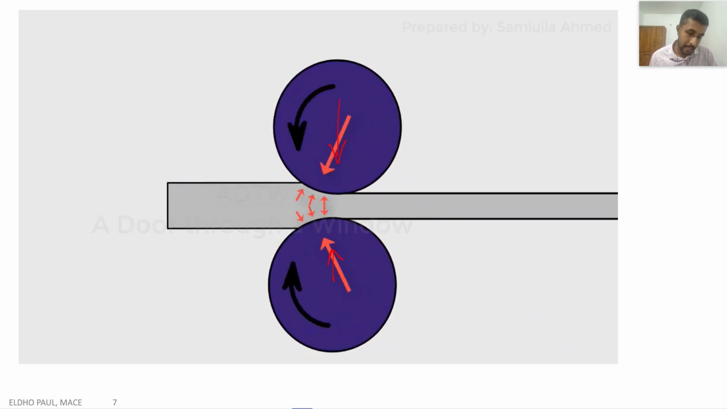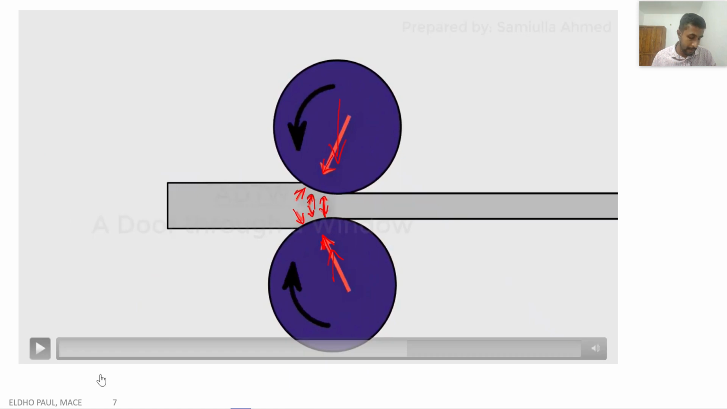When the rollers are in contact with the workpiece, we can see some force application. This is the direction of force from the rollers to the workpiece, and there will be some reaction from the workpiece to the rollers. This is the reaction from the workpiece to the rollers. Then we apply a stress greater than or equal to the flow stress of the material at a particular strain, and there will be a plastic deformation of the material during this process.